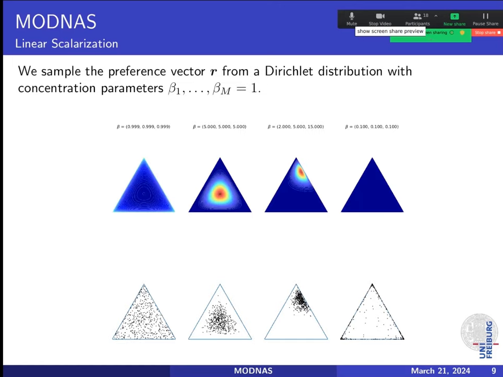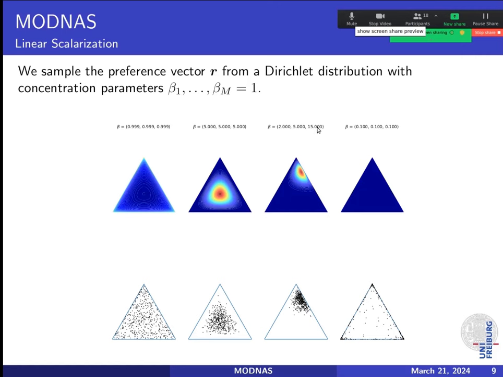To sample the preference vector r, we pick a Dirichlet distribution with concentration parameters which we set at 1. We set it at 1 because we want to profile the whole Pareto front in a fair manner. So you'll sample from the M-1 probability simplex in a uniform way. But if you change, for instance, the concentration parameters, this is the case for 3 objectives.